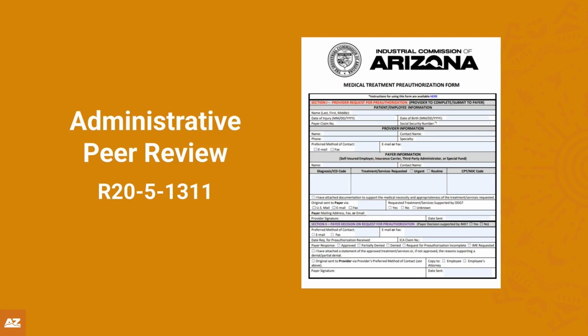A medical provider or injured employee may file a request for administrative peer review in Section 5 on the medical treatment preauthorization form in the following circumstances: the payer failed to timely respond to a request for preauthorization in Section 1, or the request for reconsideration of payer decision in Section 3. The payer denied in whole or in part a request for preauthorization in Section 1 for treatment and/or services supported by the official disability guidelines. The payer denied in whole or in part a request for reconsideration of payer decision in Section 3.